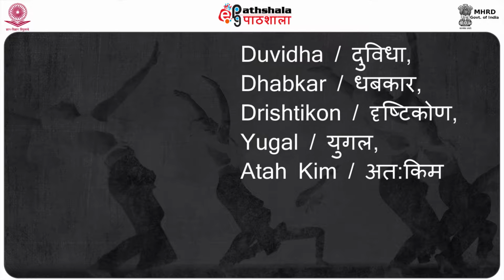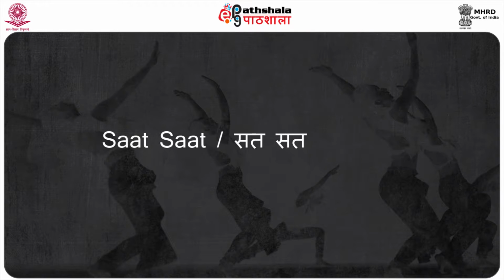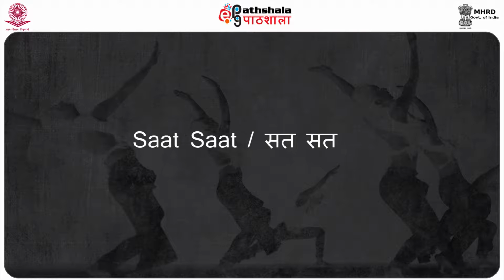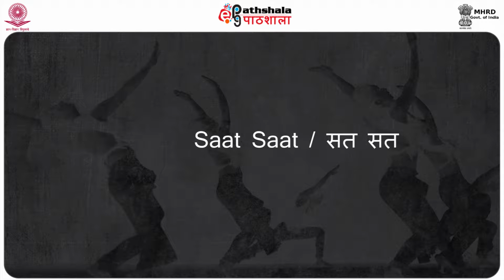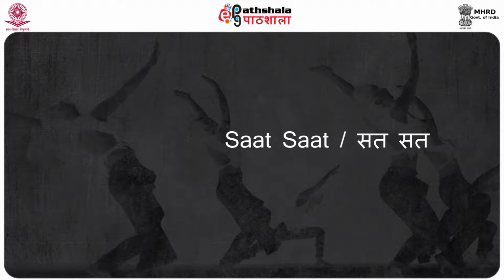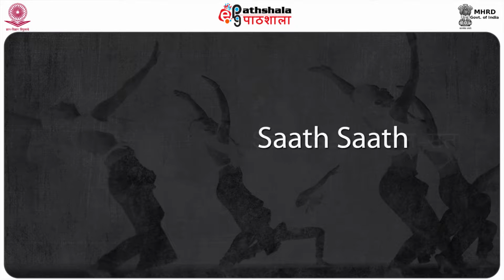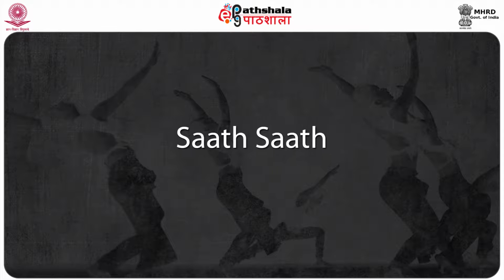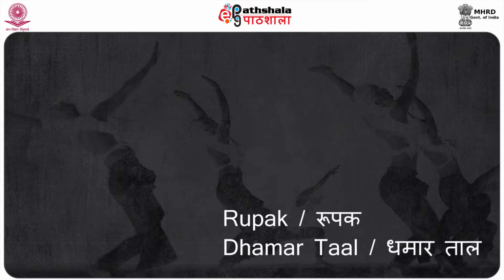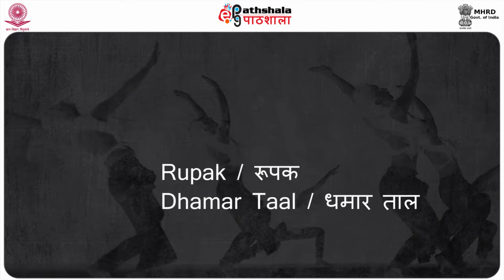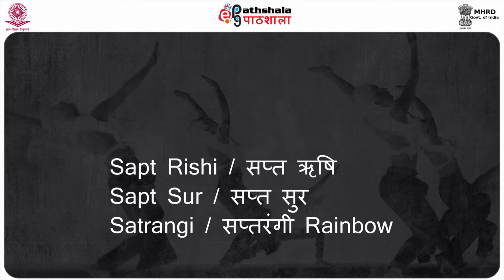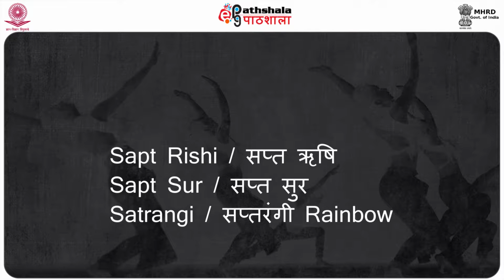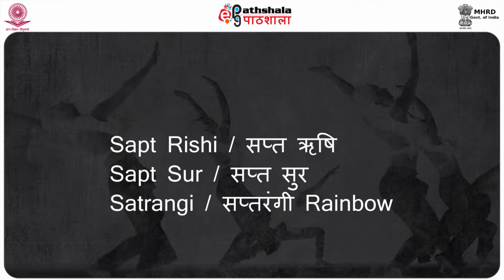One of her slightly later productions, Saath Saath, worked for the husband and wife duo from Bangalore, Rajendra and Nirupama, looked at the pairings arising from Saath Saath, but also played on the combination of Rupak and Dhamar Tal, and referenced the number 7 in the Saptarishi, Saptasur and Saptarangi rainbow.